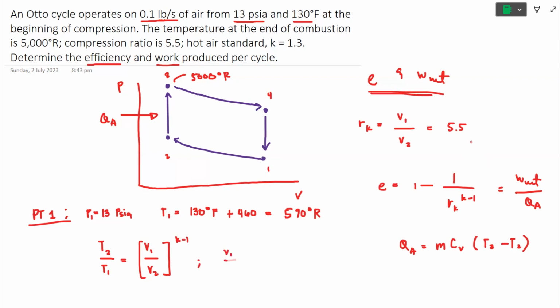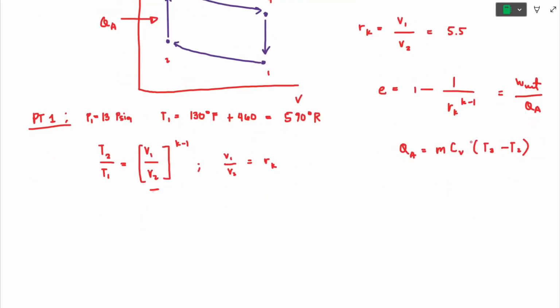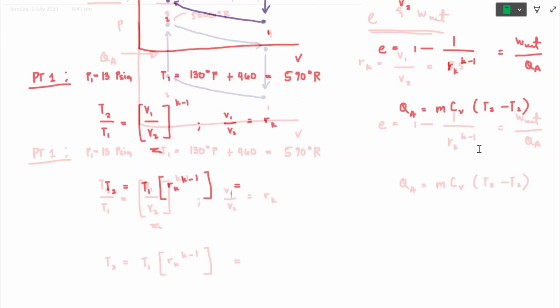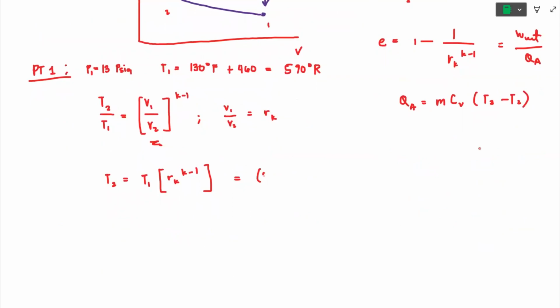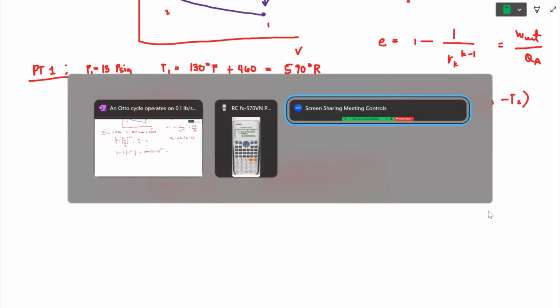But V1 and V2, yung ratio between the two is called compression ratio. So, pwede ko palang mahanap na kagad dito sa part na ito. Okay? So, T2 is equal to T1 multiplied to RK raised to K minus 1. Nating mahanap dyan. So, K is 1.3. So, T1 is 590 degrees Rankine multiplied to RK na 5.5 raised to 1.3 minus 1. So, ano yung temperature dito? Okay.